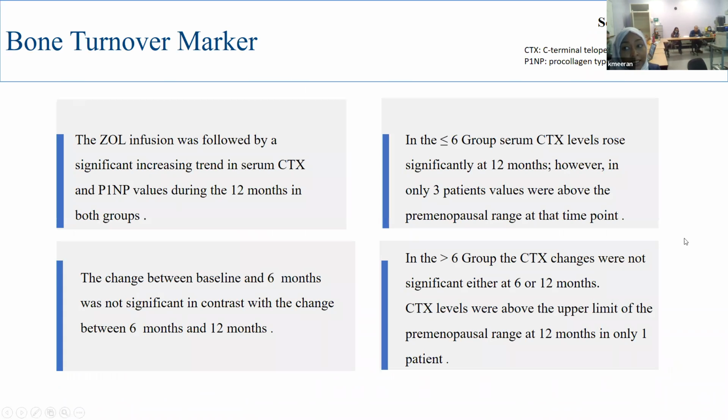Moving on to another endpoint, which was the measurement of the bone turnover markers. They used two bone turnover markers, CTX and P1NP, and found that the zoledronate infusion was followed by a significant increasing trend in the serum bone turnover markers throughout the 12 months in both groups. The change between baseline and 6 months was not significant, in contrast with the changes between 6 months and 12 months. So the more time passes from the last denosumab, the more the bone turnover markers rise, which was noticed in both groups. They found that the changes between the two groups were not significant. In the less than six group, serum CTX rose significantly at 12 months. However, it was only in three patients that the levels were found above the premenopausal range.